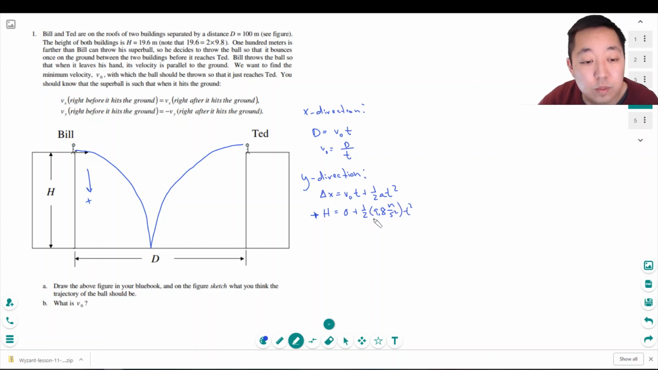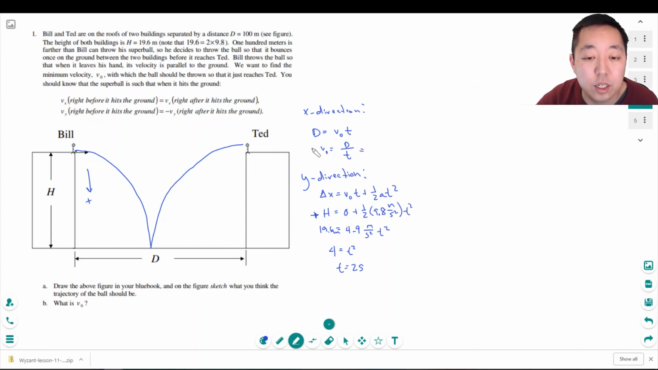So H is 19.6. So 19.6 is equal to half of this, which is 4.9, meters per second squared times t squared. This is divided by 4.9, so we have 4 is equal to t squared, or t is equal to 2. So it's 2 seconds this way. And if it makes sense to you, these equations are going to be the exact same if I flip it up this way. So this whole duration is 4 seconds.